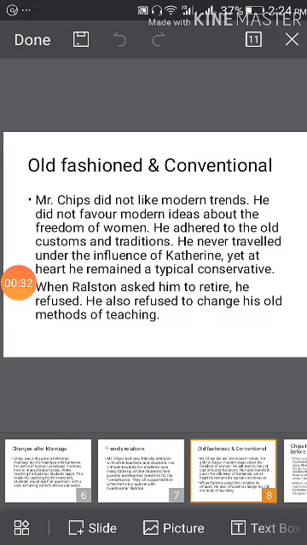Chips did not like modern trends. He did not favor modern ideas about the freedom of women. He adhered to the old customs and tradition. He never traveled under the influence of Catherine. Yet at heart, he remained a typical conservative. When Ralston asked him to retire, he refused. He also refused to change his old methods of teaching. So this describes the traditional behavior of Mr.